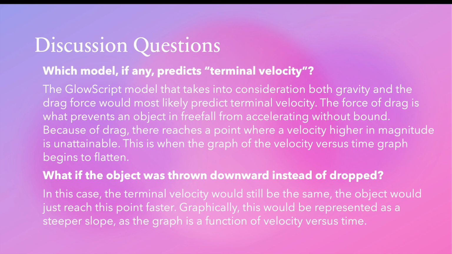So what if the object was thrown downward instead of dropped? In this case, the terminal velocity would still be the same. The object would just reach this point quicker. Graphically, this would be represented as a steeper slope in the graph of velocity versus time.